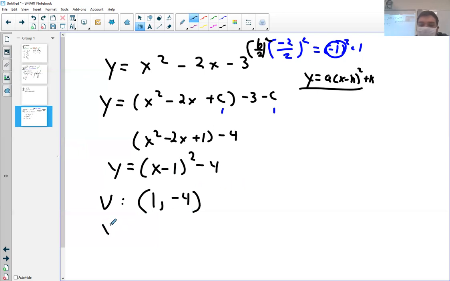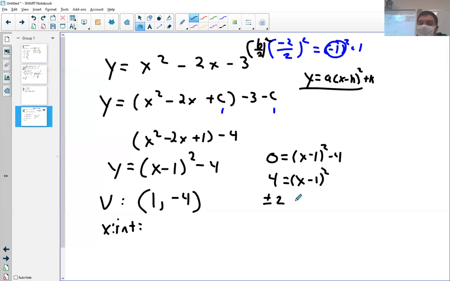So we need the x-intercepts. To find the x-intercept, we're going to set this whole thing equal to 0. So 0 equals (x - 1) squared minus 4, plus 4 on both sides. Square root both sides. That's plus or minus 2. Don't forget that. Plus 1 on both sides. Plus or minus 2 plus 1. So we just do it both ways. 2 plus 1 is 3, and then -2 plus 1 is -1.